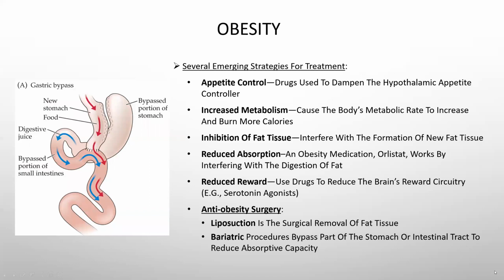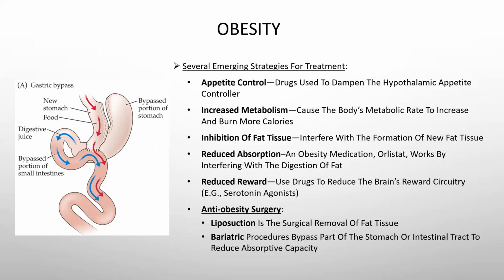Okay, so what's being done about it? What are some of the treatment approaches for obesity? Well, we have appetite control. So drugs are used to dampen the hypothalamic appetite controller. Increased metabolism, which causes the body's metabolic rate to increase and burn more calories. So increased metabolism is just moving and being active, right?